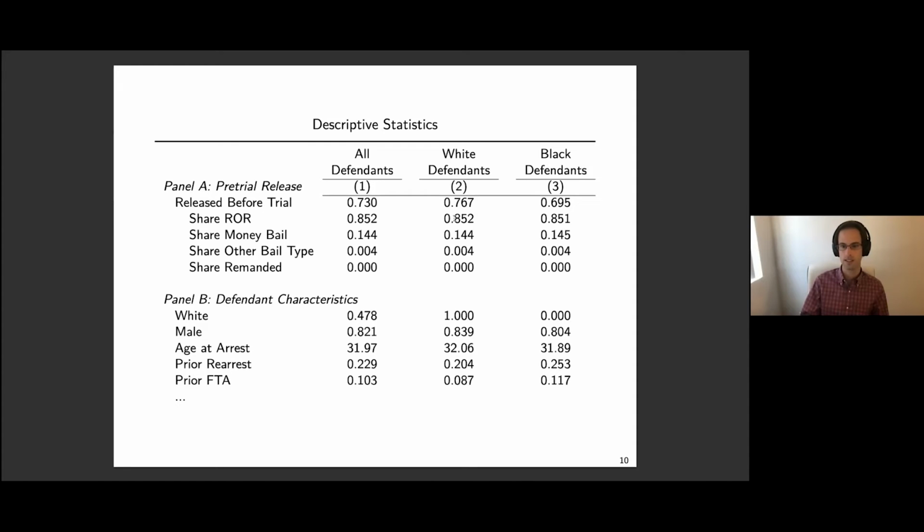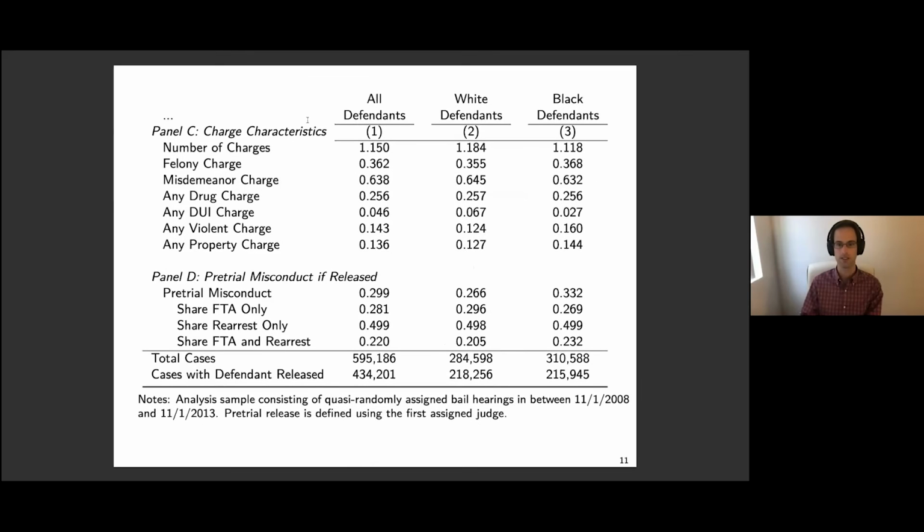Conditional on release, the type of release is quite similar. Share ROR means 85% in both groups were released without any bail conditions, so they didn't have to pay any money to be released. Around 14% had to pay some monetary bail in order to be released, and these are quite similar across the two groups. Turning to defendant characteristics, black defendants have slightly higher prior rearrest and prior FTA. Charge characteristics are relatively similar between white and black defendants in this sample.